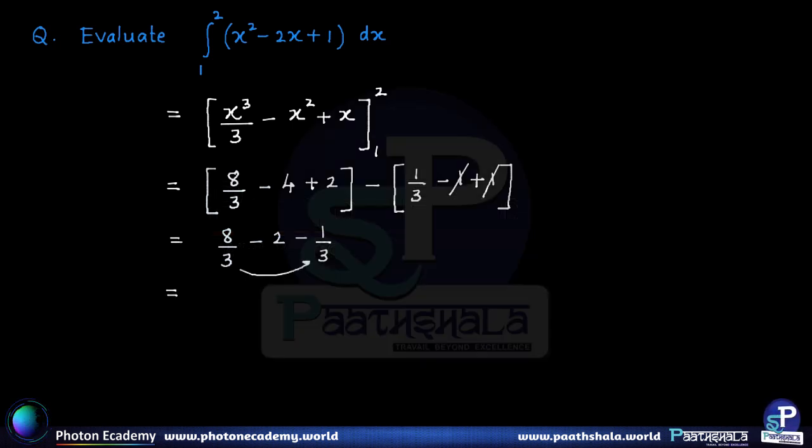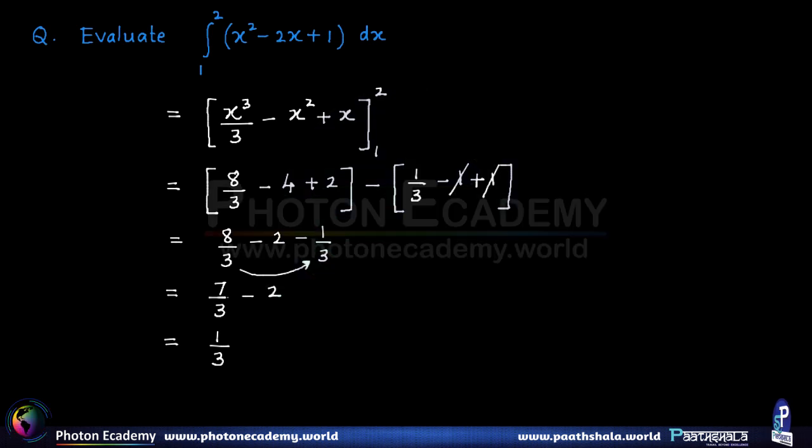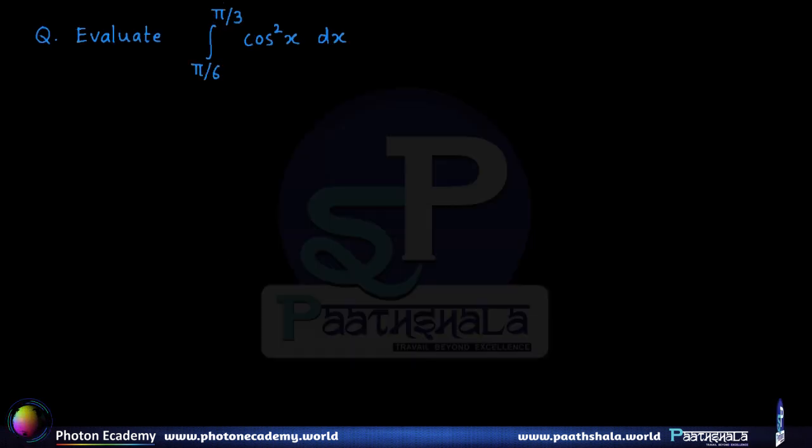So we may club these two first, that is 8 by 3 minus 1 by 3 is 7 by 3, minus 2. So that is equal to 7 minus 6, which is 1 by 3. So that's the answer. So you see how simple this procedure is as compared to finding the definite integral as a limit of a sum, which is a more tedious process. Now let's see one more question.